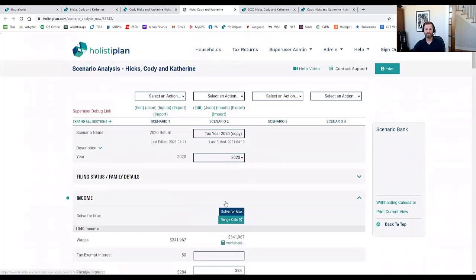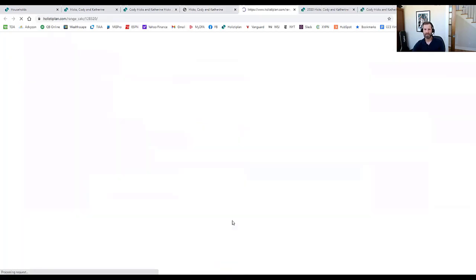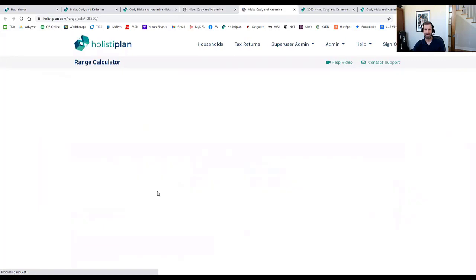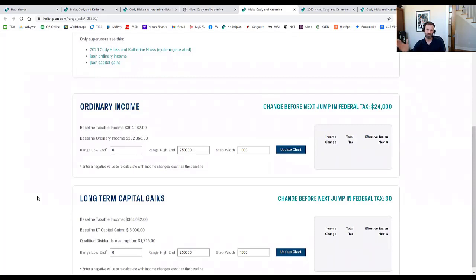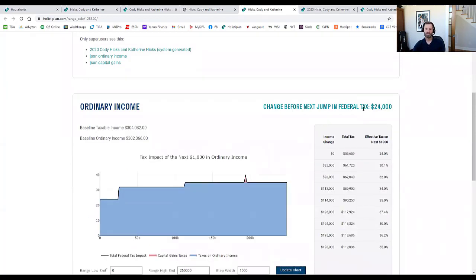But one of the things that, again, truly sets Holistiplan apart is to say, you don't need to go in and make these iterative changes just to see the impact, right? What does that mean? Well, this range calc button, if you click that, this is probably my favorite feature and where I spend a lot of time when I'm working with my own clients. It's going to show me in a graphical way, both for ordinary income and long-term capital gains, assuming we can get it to load, how much more room I have in my current bracket before I see the jump up to the next one, right?